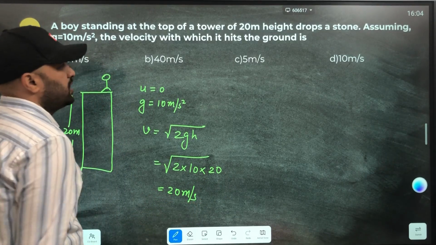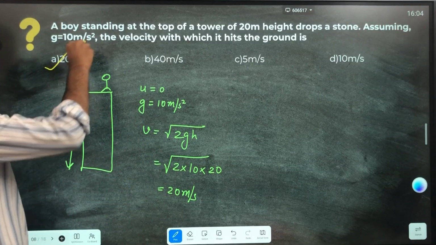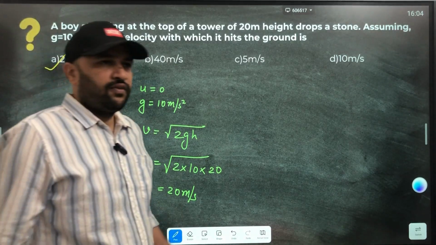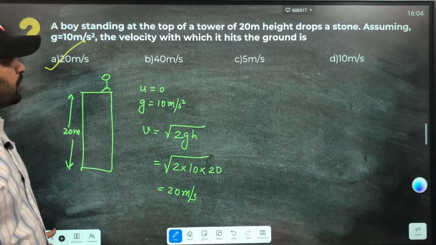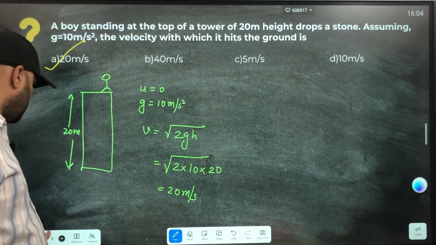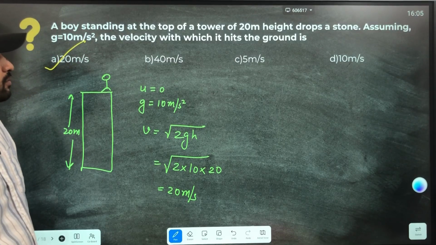Let's see if there is any option. Simple problem. Yes, option A is correct. 20 meters per second will be the velocity with which this particular stone, or the object, will hit the ground. Let's see the next question.